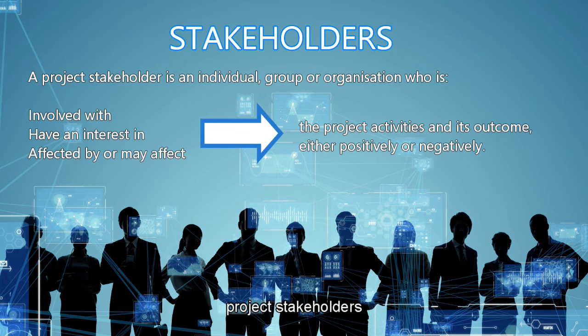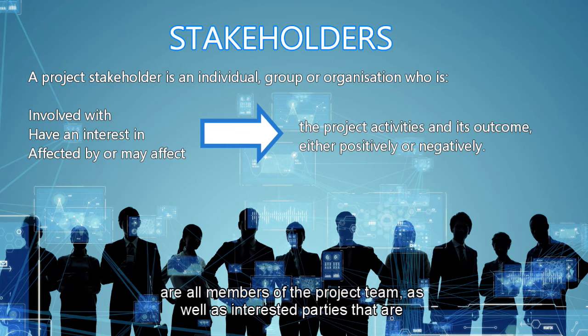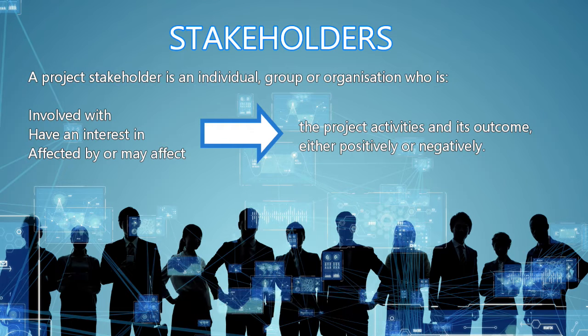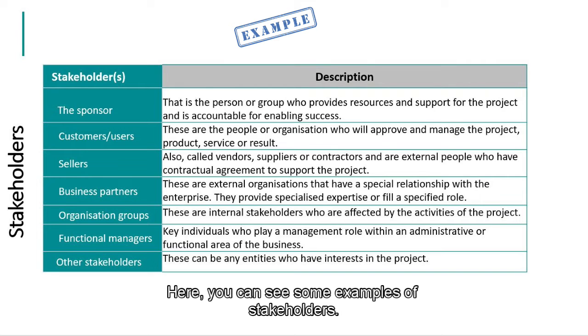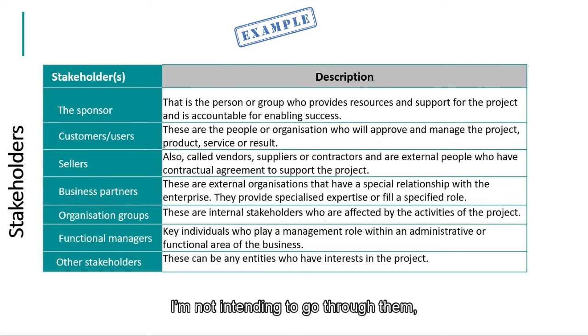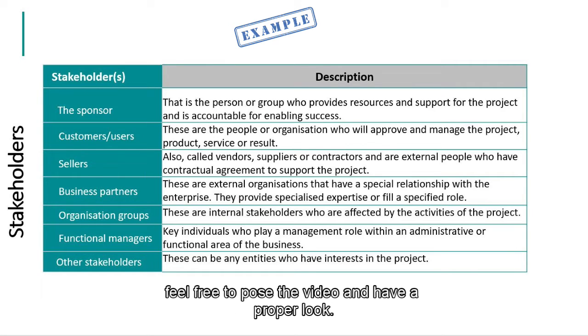Therefore, project stakeholders are all members of the project team, as well as interested parties that are either internal or external to the organization. They have varying levels of responsibility and authority over the project lifecycle. Here, you can see some examples of stakeholders. I'm not intending to go through them, but if you are still unsure who your stakeholders are, feel free to pause the video and have a proper look.